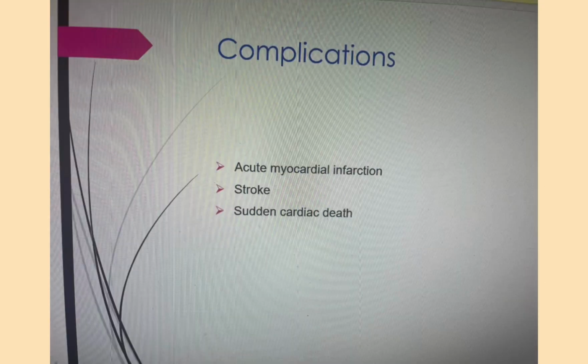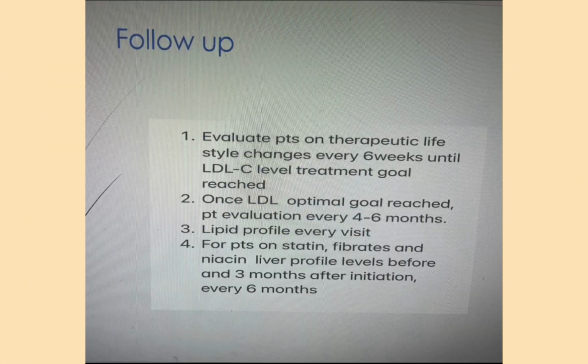Next, what are the complications of dyslipidemia? The most significant one is cardiovascular disease, which leads to acute myocardial infarction and sudden cardiac death, which I already explained in the pathophysiology section. Then stroke is another complication. Then high triglycerides can cause acute pancreatitis. Next is follow-up of dyslipidemia patients.